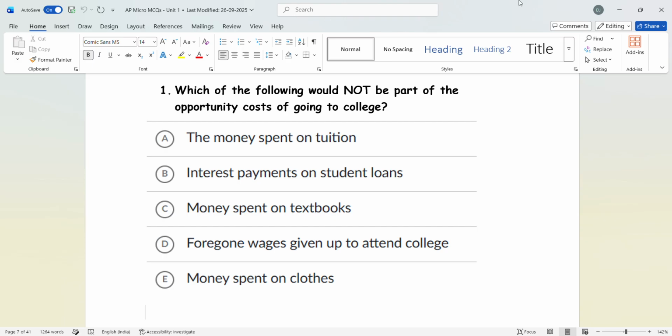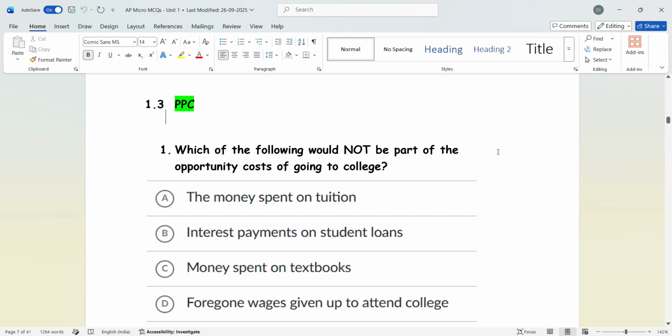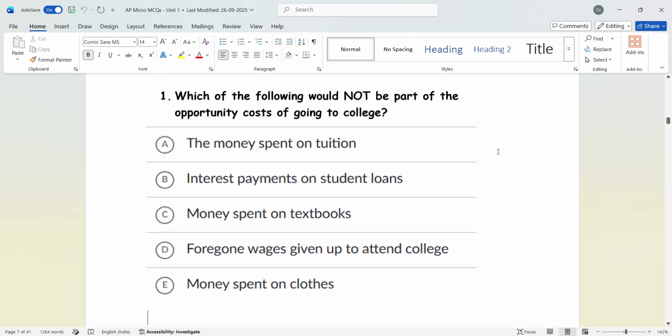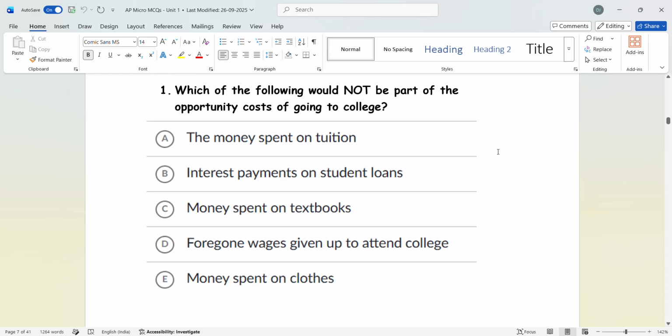All right. So these were the 5 MCQs that I had asked you in the PPC section, right? First one, which of the following would not be a part of opportunity costs of going to college? And the answer is option E, money spent on clothes. Because even if you're not going to college, you will be buying your clothes. So that's not the opportunity cost of going to college, right? If you remember, opportunity cost is the cost that you sacrifice in order to achieve something else, right?